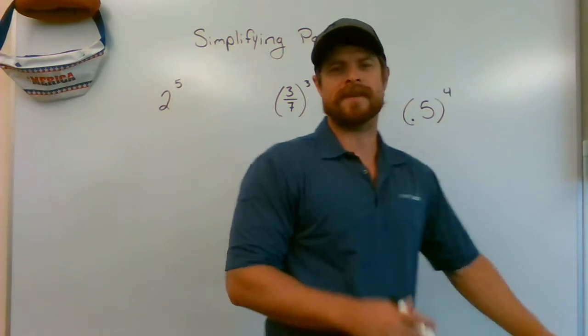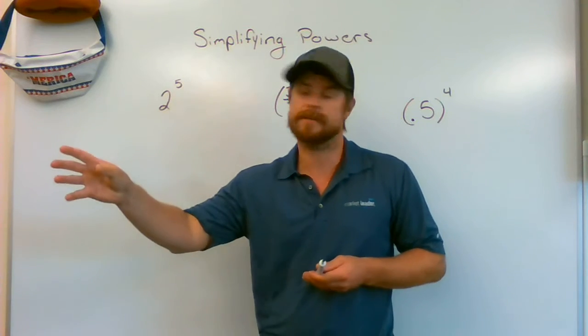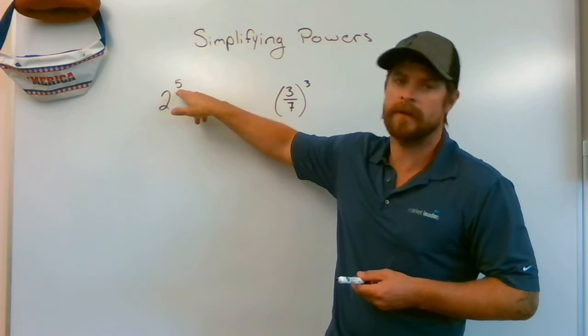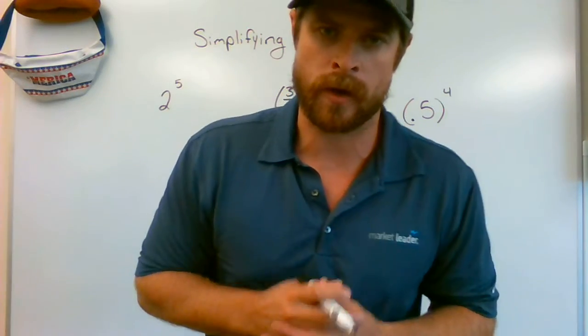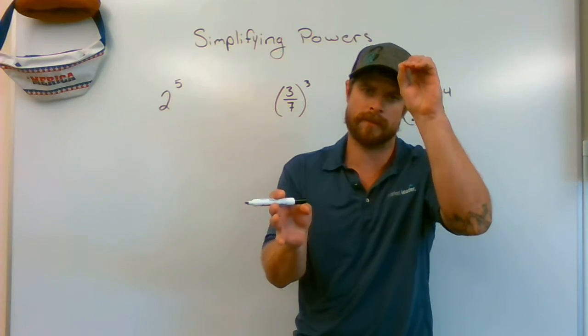Let's learn how to simplify some powers. So what is a power? A power has two parts. It has a base, the 2, and an exponent, the 5. So the overall term right there is what we call a power. You have a base and an exponent, a big number on the bottom, a small number up on top above it.